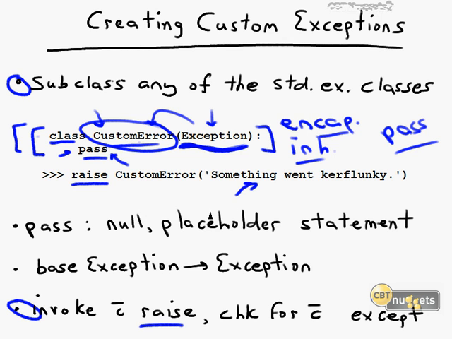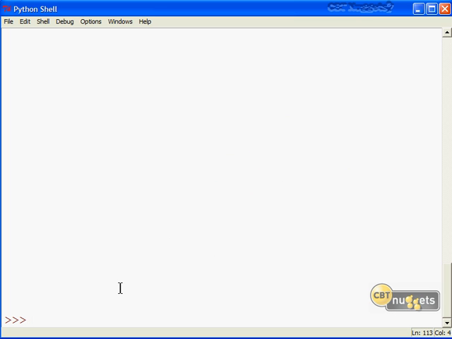In other words, I need you to understand that everything we've learned in this nugget with regard to raising and catching exceptions applies to your custom exceptions just as much as it does to the Python built-in ones. This final demonstration touches on creating custom exception classes in Python. This first one I'm going to do in memory from the Python interpreter.